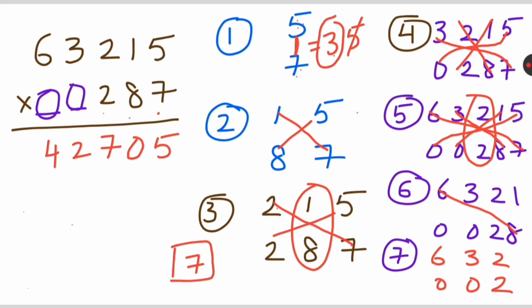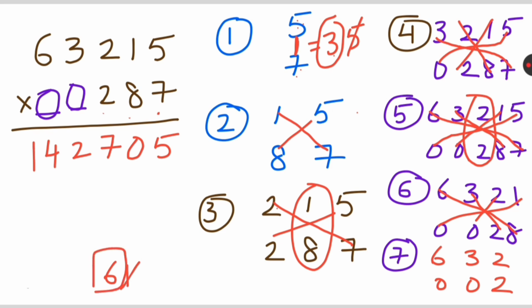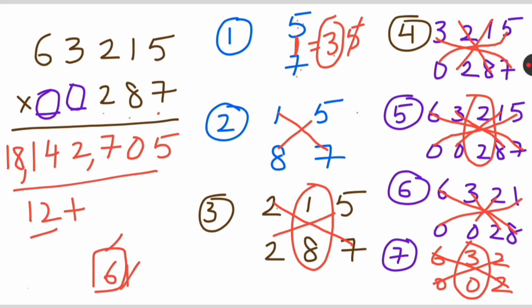6 times 8 is 48, plus 1 times 0 is 0. 3 times 2 is 6, plus 2 times 0 is 0. 48 plus 6, which gives 54. 54 plus carry 7, then you will get 61. So let's write only 1 here, and carry 6. Now go for the last step. 6 times 2 is 12, plus 2 times 0 is 0, 3 times 0 is 0. So 12 and carry 6, 12 plus 6, which gives 18. So let's write 18. So the answer is 18142,705. Like that, you need to multiply 5 digit by a 3 digit number.